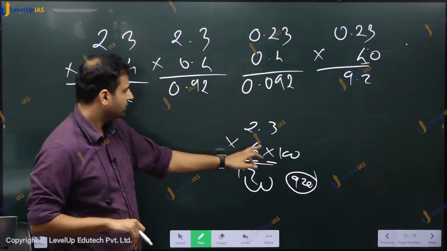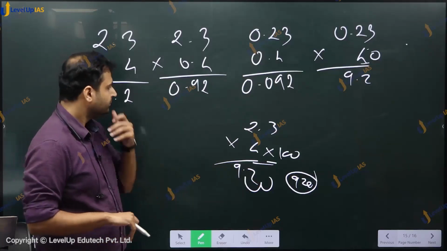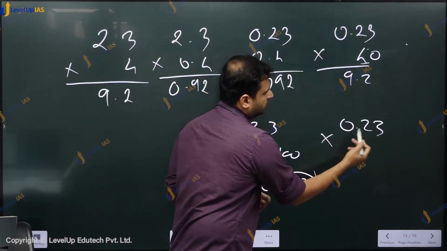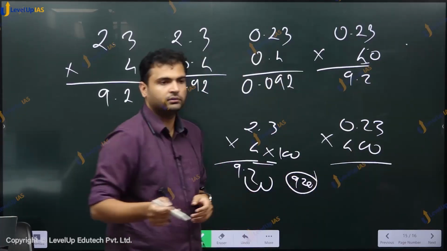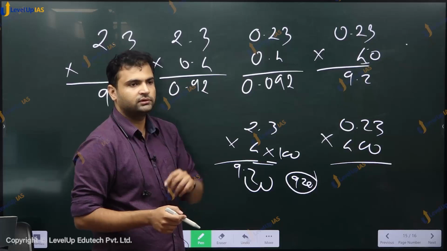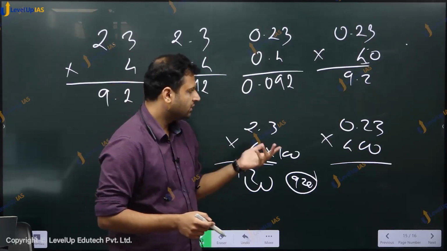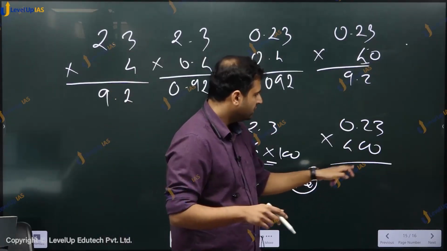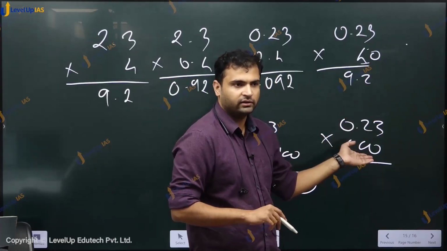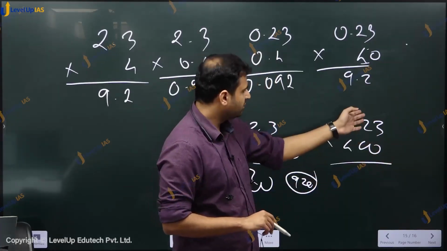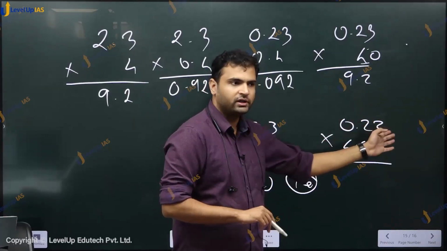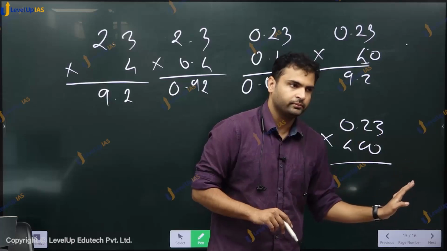Now what if we have 0.23 into 400? 92. One more way to think about it is, यहाँ पे 400 है ना, तो ये 0 को पहले ऑपरेट कर दो. This is 4 into 100. तो 100 से मल्टीप्लाई करके इसको 2 शिफ्ट कर दोगे तो 23 बचेगा बस. ऊपर 23 बचा, नीचे 4 बचा, 92.